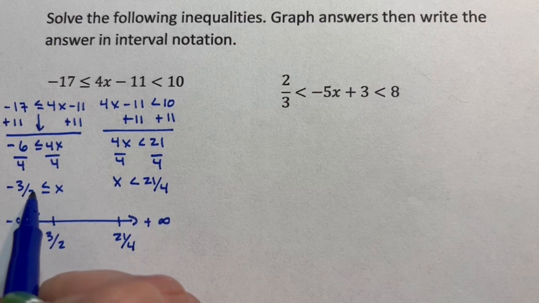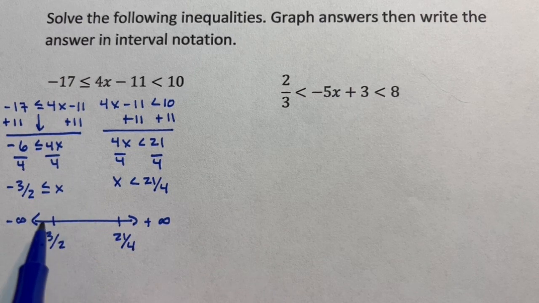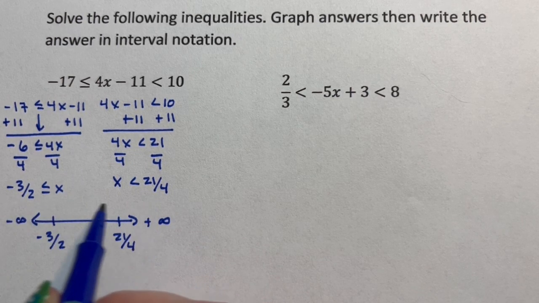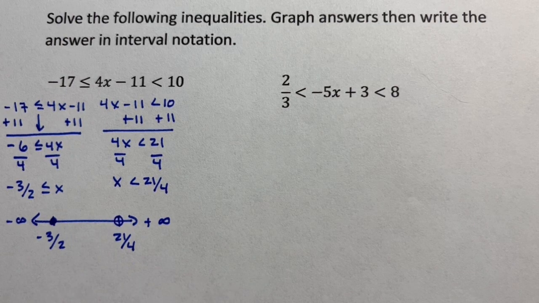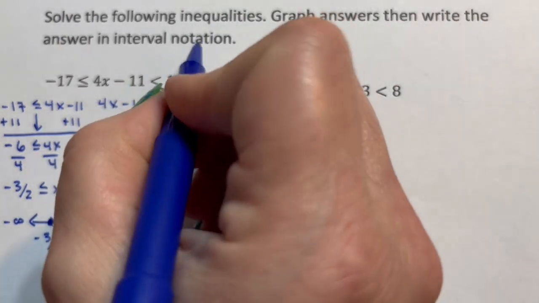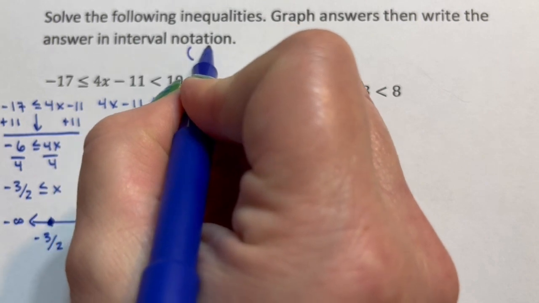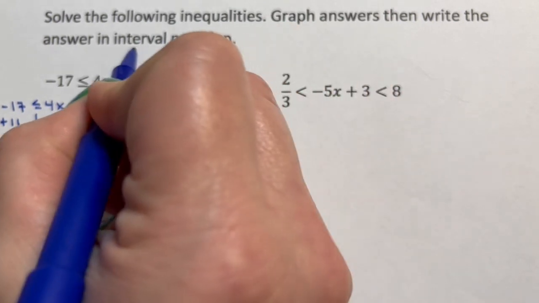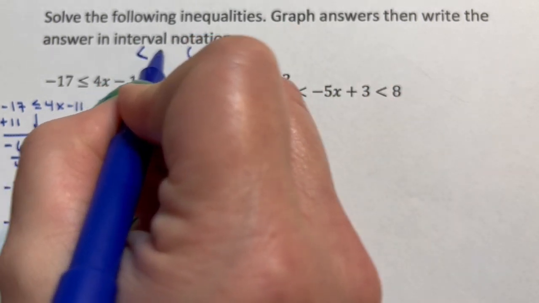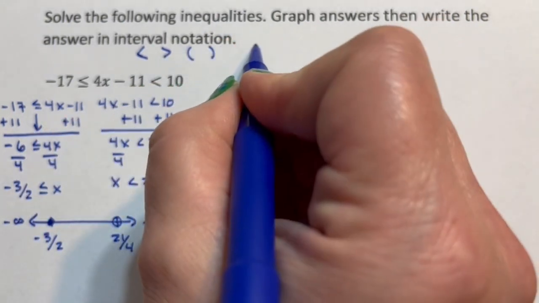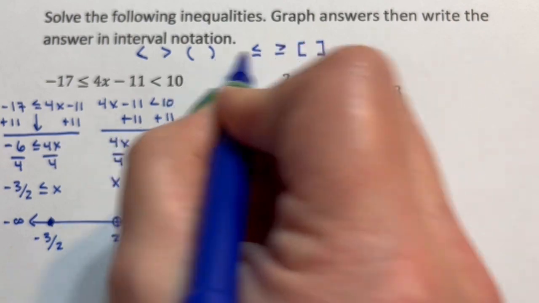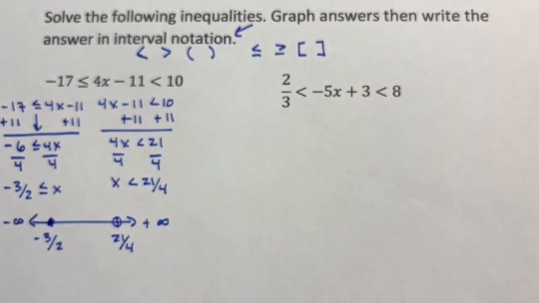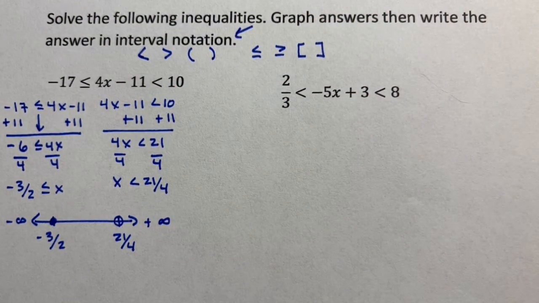Now, for interval notation and for my graph, probably traditionally you've seen a solid circle and an open circle. I don't tend to do that. For the less than and greater than, I use parentheses. For the less than or equal and greater than or equal, I use brackets. I do that because that lends itself directly to the interval notation.